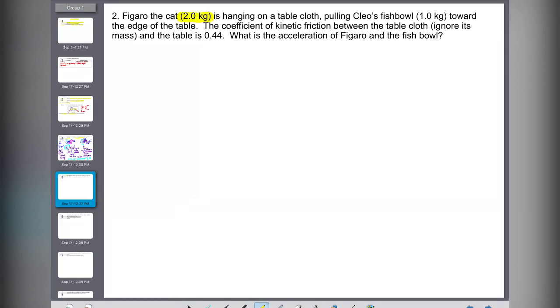Figaro the cat, which is 2 kilograms, is hanging on a tablecloth. So he's hanging, so we're dealing with Ft. We've got a fish bowl that is 1 kilogram towards the edge of the table. The coefficient of kinetic friction between the tablecloth and the table is 0.44. What is the acceleration of Figaro and the fish bowl? Okay, we all love Figaro the cat. We got a cat.